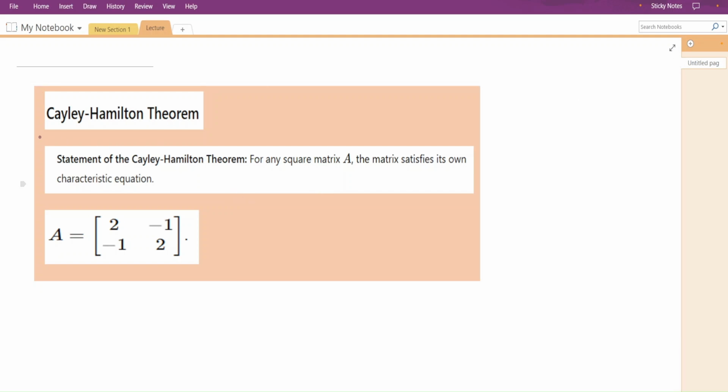In today's video I will be discussing the meaning and purpose of the Cayley-Hamilton theorem. For that, first of all I will be discussing the statement of the Cayley-Hamilton theorem. It is like, for any square matrix A, the matrix satisfies its own characteristic equation, right?